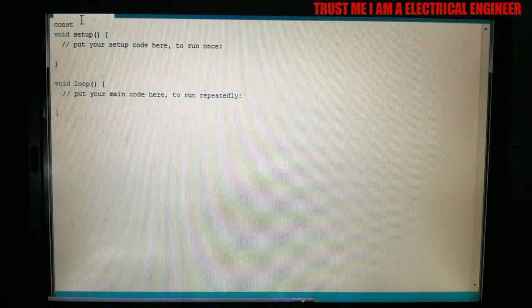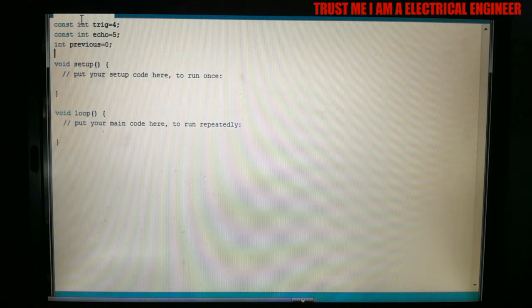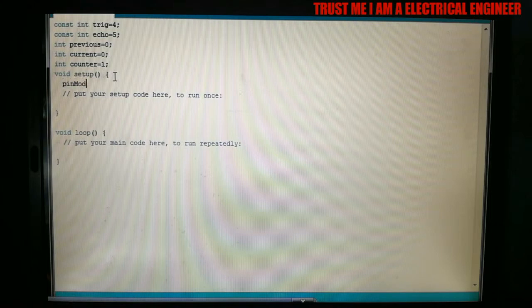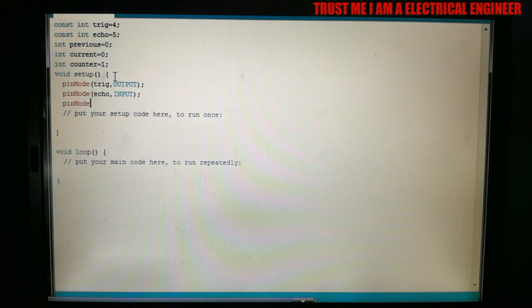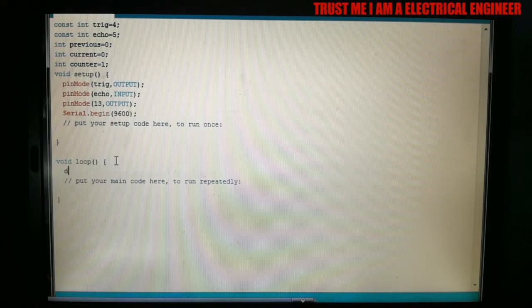Here we see that the module has 4 pins; trigger and echo are the main 2 pins. The trigger goes to the 4th pin and echo goes to the 5th pin. Then declare the variables: previous state, current state, counter, etc. Then the pin mode: trigger is output and echo is input. Pin mode 13 is the LED pin, and Serial.begin at the baud rate of 9600.